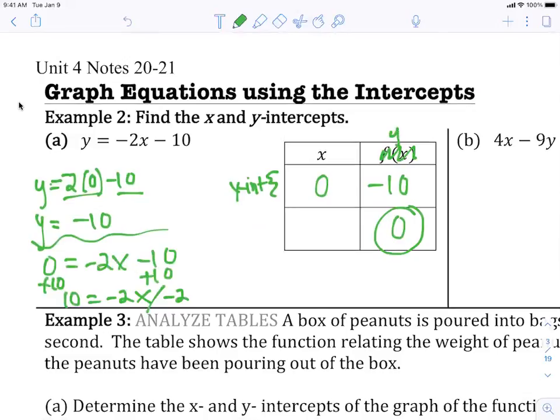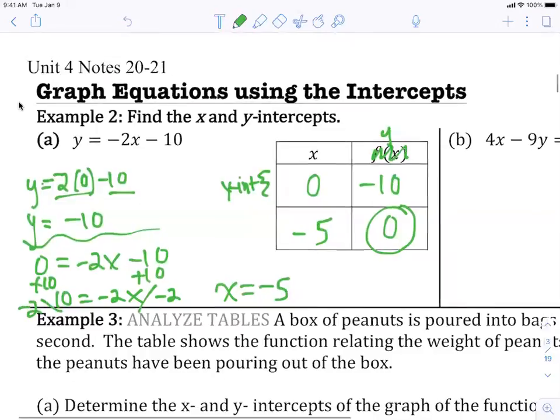I'm going to divide both sides by -2, and 10 divided by -2 ends up being -5. And those would be your intercepts. So you don't always need the graph to find your intercepts. You could just take turns plugging in 0 for each and see what you get for those.